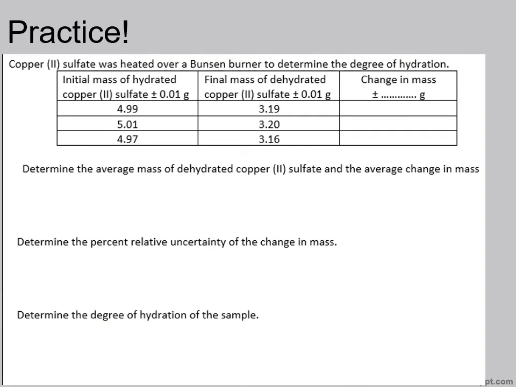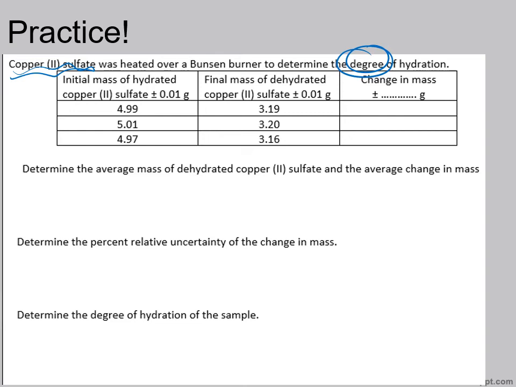One more chunk of practice, and then we will call this lecture done, my friends. All right, so looking at copper 2 sulfate heated over a Bunsen burner to determine the degree of hydration. So copper 2 sulfate is a compound that is a hydrate. It is attracted to water molecules. In this investigation, we're trying to figure out how many water molecules, what is that degree of hydration.